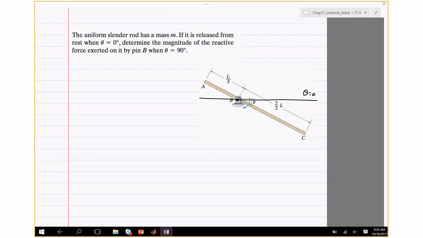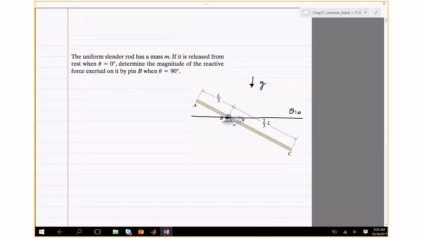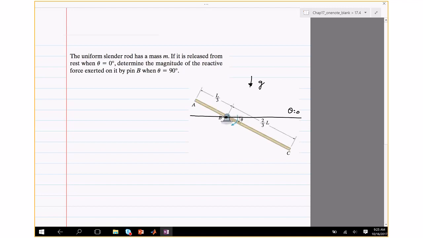First, think about it. If you have a slender rod at 0 degrees and you let it go, it cannot rotate by itself. It needs to be acted upon by an external force. So what is not shown here is that there is gravity. Without gravity, this slender rod is not going to rotate, right? Because there are no external forces. So under gravity, it rotates.